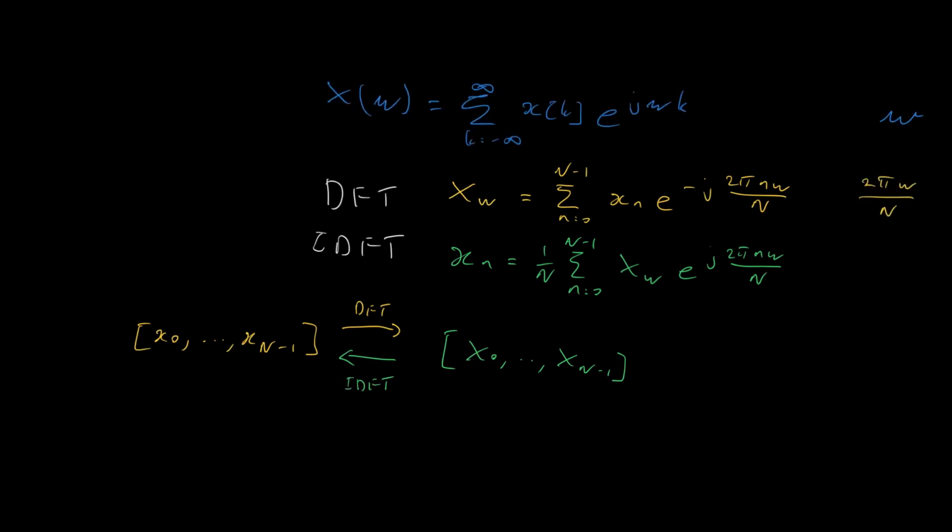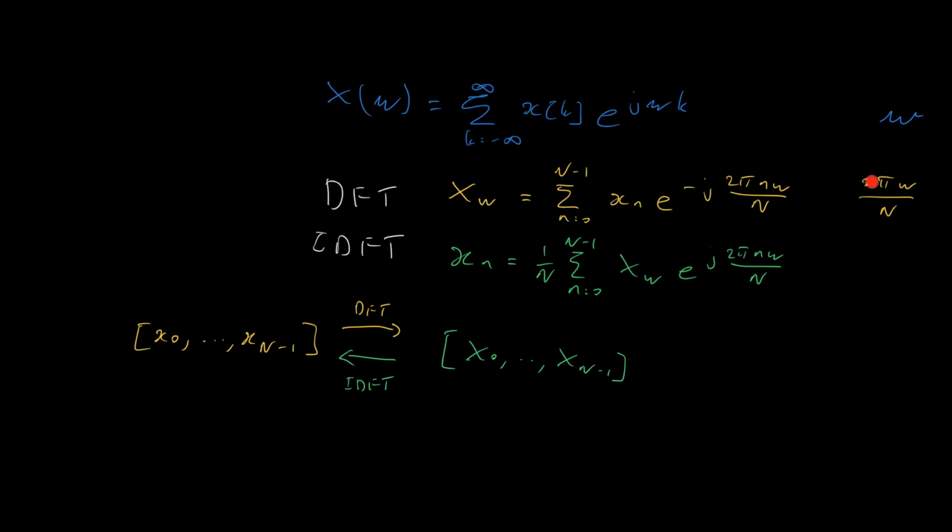Compared with the discrete time Fourier transform, there are two differences. The first is that the infinite sum has been replaced with a finite sum, and the second difference is that the arbitrary frequency omega has been replaced with a discretized frequency or sampled frequency of 2 pi w on capital N.